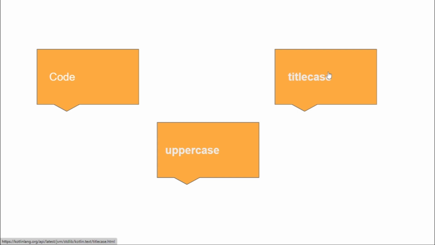So in order to convert any character into uppercase, we can call this method. Second one is code. So in order to obtain the ASCII code of a character value, we can call the code property of character. Similarly, we have title case. In order to convert it into title case, this titlecase function can be used.